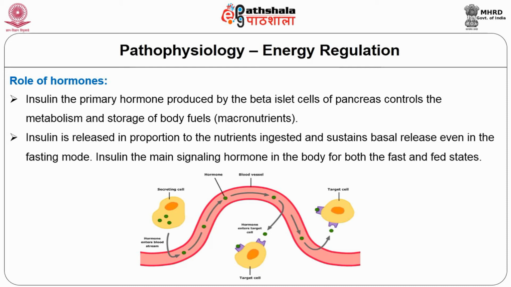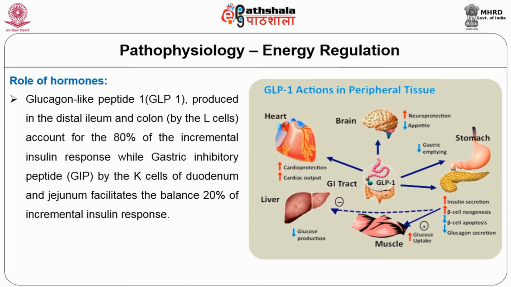Ingested nutrients will typically stimulate half of the post-meal insulin, and the rest is facilitated by the gut hormones like glucagon-like peptide 1, GLP-1, produced in the distal ileum by the L cells. Of the incremental insulin increase in the response, the nutrients account for 80%, whereas the 20% balance comes from the gut hormones.